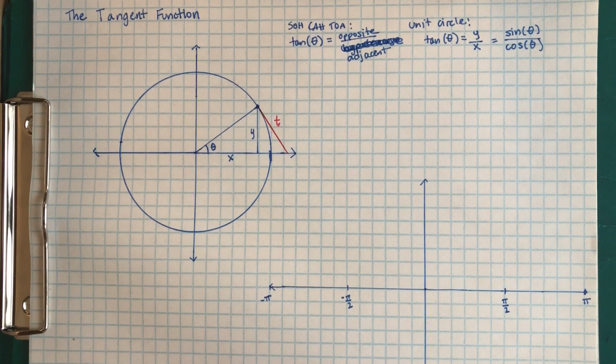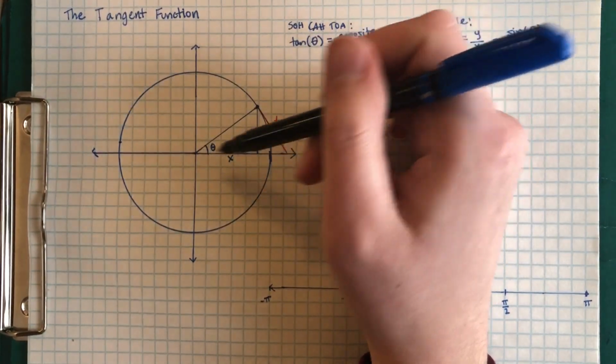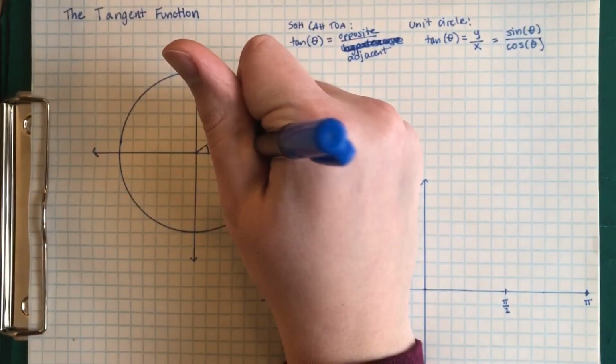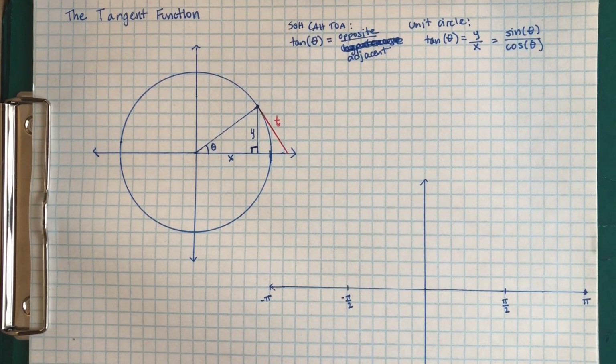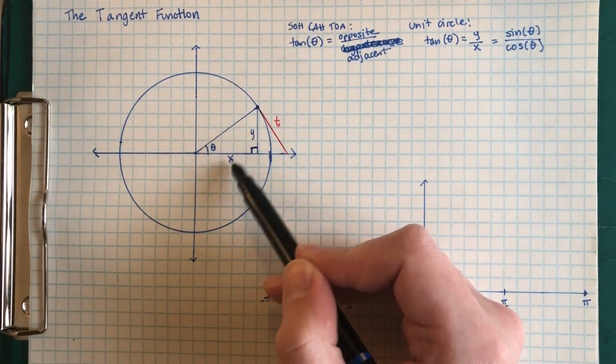So let's talk about why this is called the tangent. This blue triangle in here is a right triangle, because this is a right angle, which means that it follows the Pythagorean theorem, and it means that the ratios of its sides are the trig functions like sine, cosine, and tangent. So the tangent of this angle is the opposite over the adjacent, y over x.